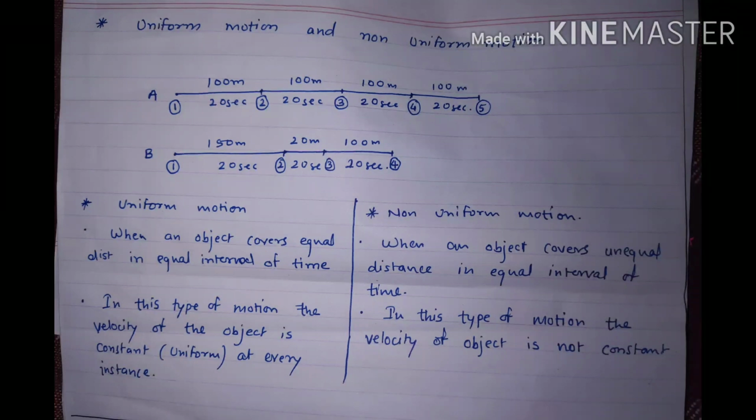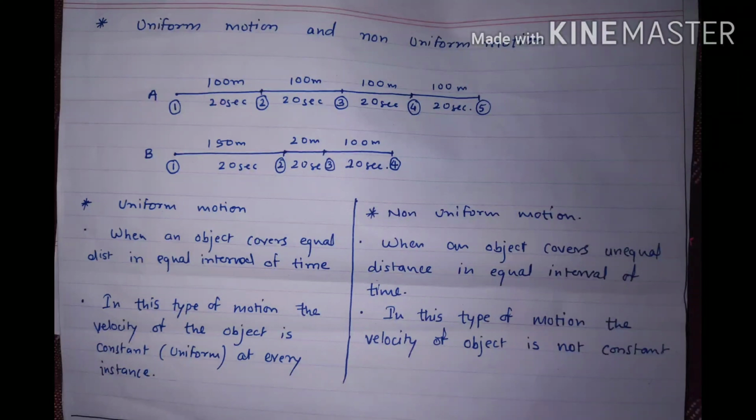The next point about uniform and non-uniform motion is the velocity. In uniform motion, the velocity always remains constant. You can see that when person A runs from point 1 to point 2, we can calculate velocity by using the formula distance upon time, or displacement upon time. His displacement is 100 meters and the time taken by him is 20 seconds. Therefore the velocity is 100 upon 20, which is equal to 5 meter per second. In the second interval, that is from 2 to 3, his velocity remains 5 meter per second. In the third interval, 3 to 4, and in the last interval also, his velocity is 5 meter per second.